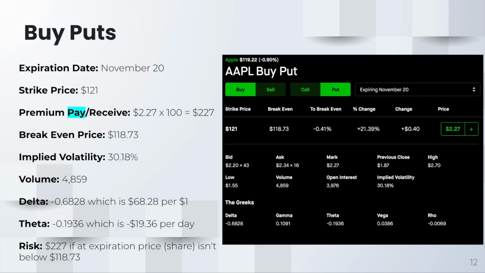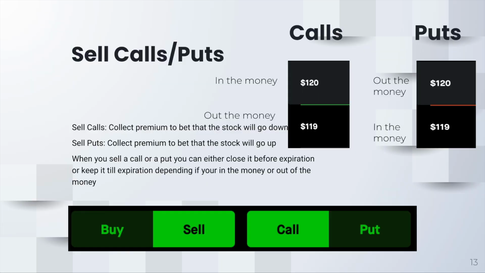With buying puts, it's the same thing that you will look at. It's just that with buying puts, you are betting that the stock will go down. Moving on to selling calls and puts. With selling calls, you collect premium to bet that the stock will go down, and selling puts, you collect premium betting that the stock will go up.